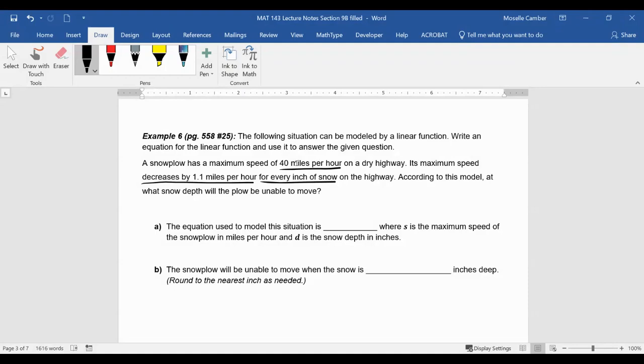Okay, so to get the rate, you need some word that indicates change along with the per. So we find the pers, but the only ones that actually have a change associated with it is this 1.1 miles per hour for every inch of snow, and that says decreases. Okay, so my rate is going to be a decreasing 1.1 miles per hour. Then we have again for every, so that's another per inch of snow.